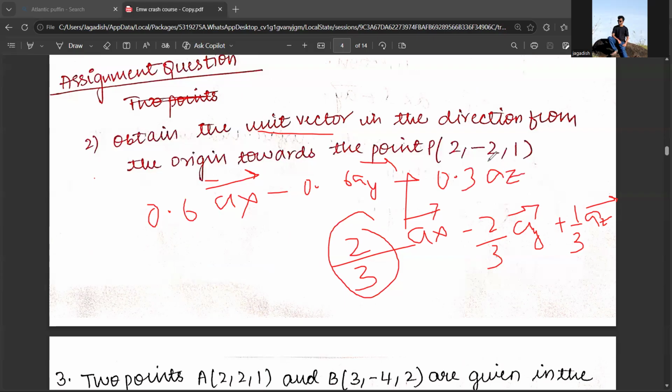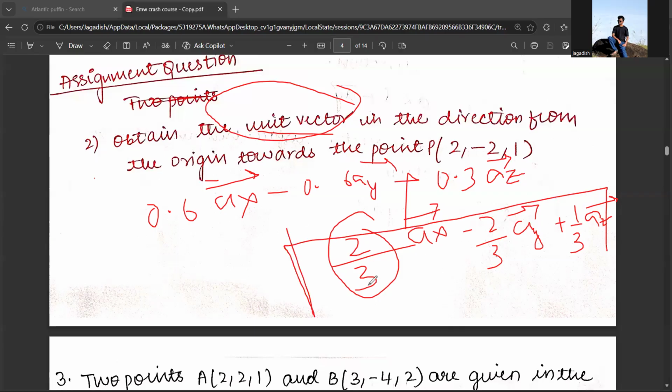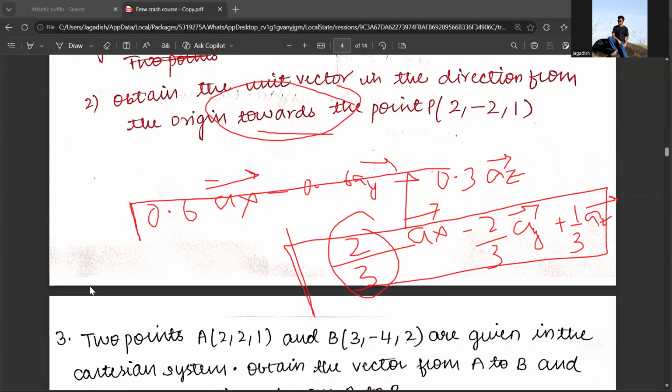Now don't do the things again, because they have asked you to find out the unit vector. They have not asked you to find out the magnitude. If they had asked for magnitude, then you should have done root 2 by 3 and all that. So this will be your final answer: 0.6 AX minus 0.6 AY plus 0.3 AZ.